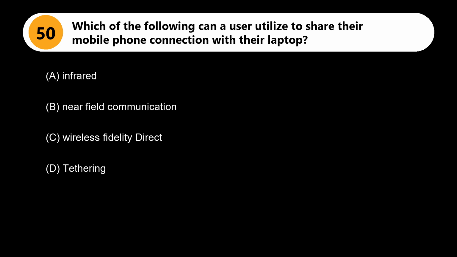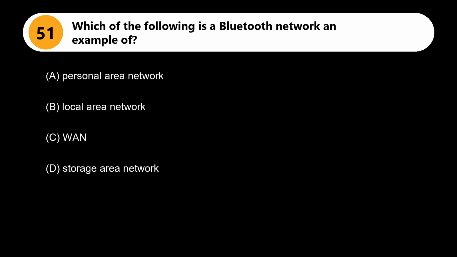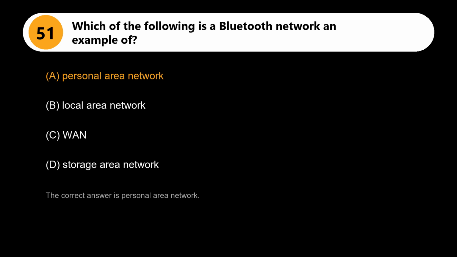Question 50. Which of the following can a user utilize to share their mobile phone connection with their laptop? Option A, infrared. Option B, near-field communication. Option C, wireless fidelity direct. Option D, tethering. The correct answer is option D, tethering. Question 51. Which of the following is a Bluetooth network an example of? Option A, personal area network. Option B, local area network. Option C, WAN. Option D, storage area network. The correct answer is option A, personal area network.